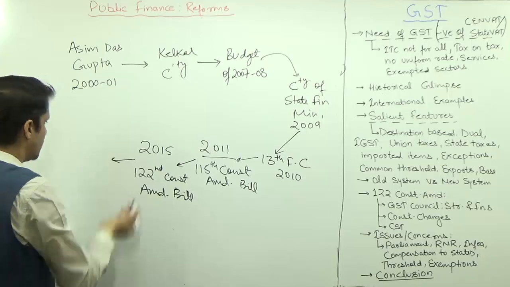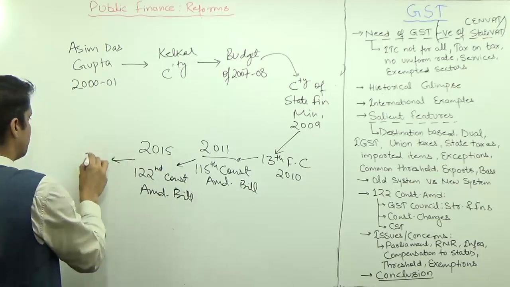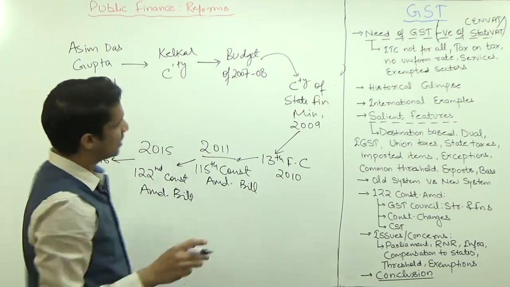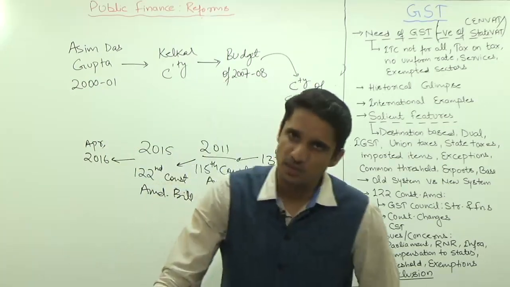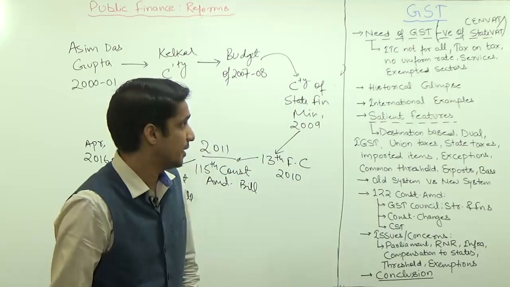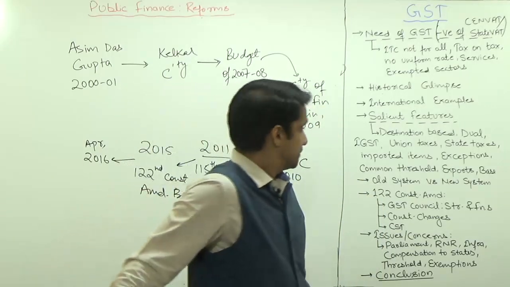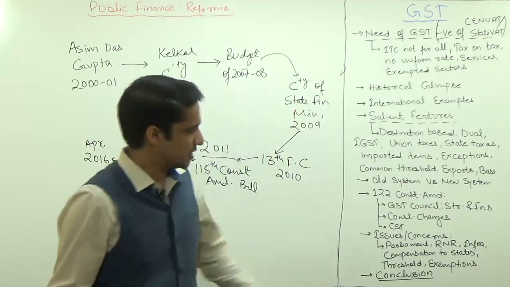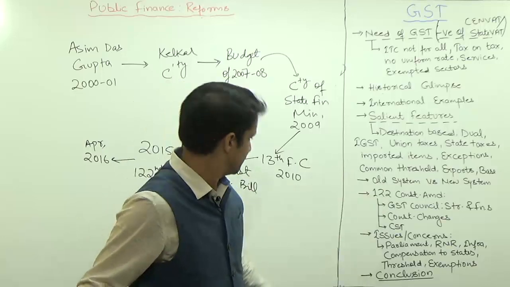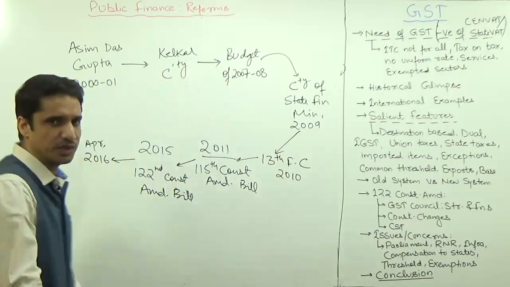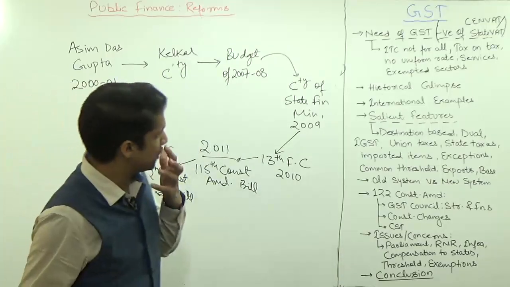And now earlier the deadline was 2016, that it will be implemented by April 2016. The deadline has already been crossed. The reason is the present government doesn't have the majority in Rajya Sabha, and the opposition wants some changes that we will discuss in the issues part. In the issues we will discuss what the problem is, what the demands of the opposition are which the present government is not able to fulfill.